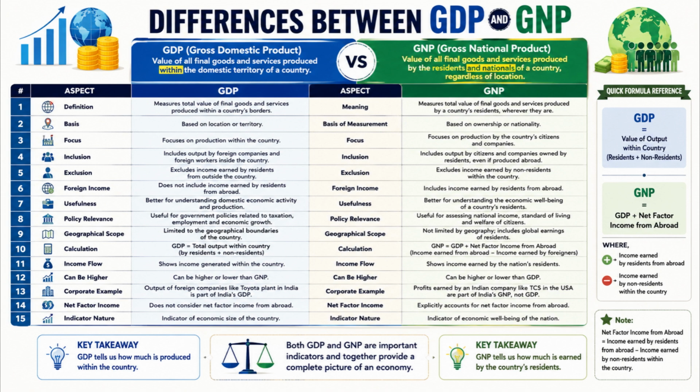Number 15. GDP is considered an indicator of the economic size and production capacity of a country, whereas GNP is considered an indicator of the economic well-being and income of the nation's residents. To summarize, GDP tells us how much is produced within a country's borders, while GNP tells us how much income is earned by the country's residents around the world. Both indicators are important and together provide a more complete picture of a nation's economy.